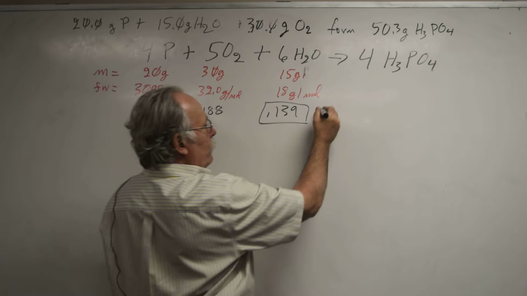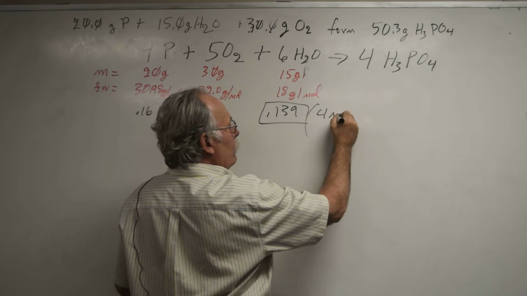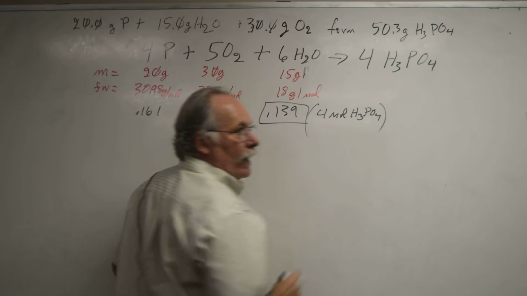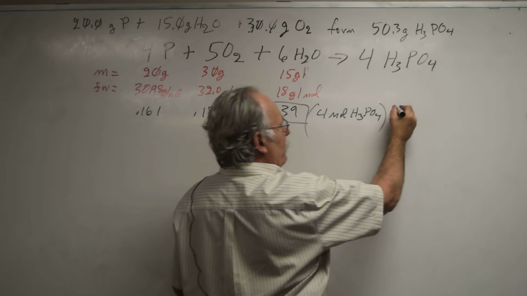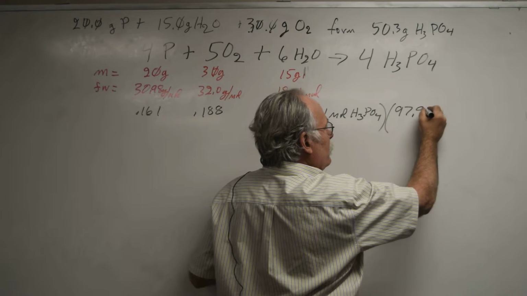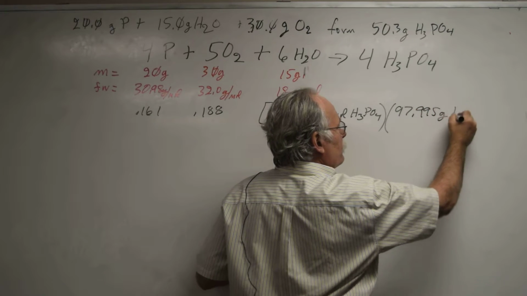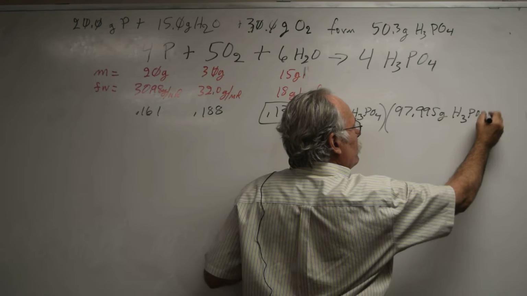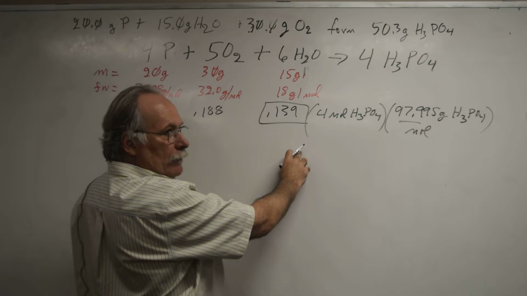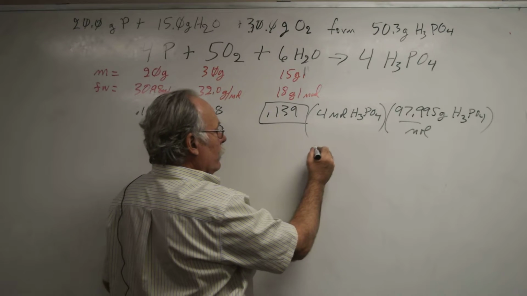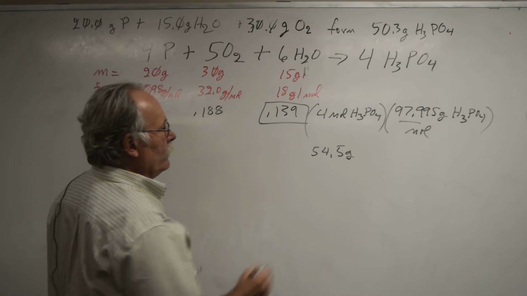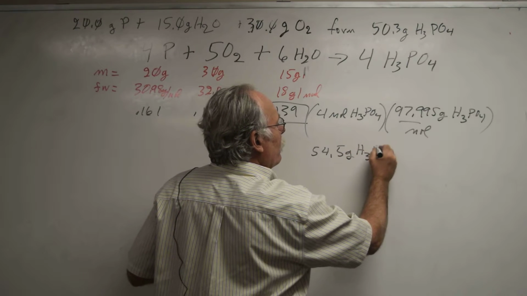So I take the 0.139, I multiply by 4 moles of H3PO4, and then I multiply by the formula weight of H3PO4, which is 97.995 grams of H3PO4 per mole. Now I get out my calculator, and this is equal to 54.5 grams. And this is the theoretical yield.